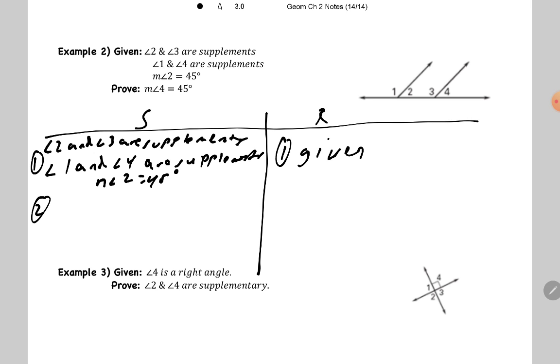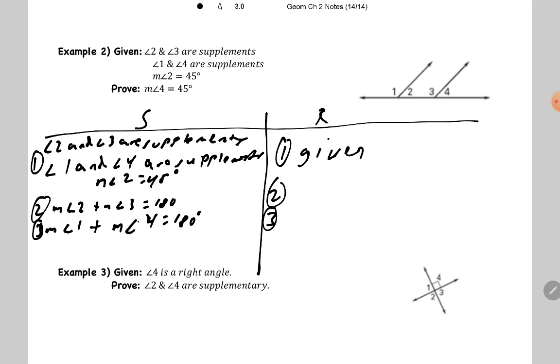So angle 2 and angle 3 are supplementary. What does that mean? The measure of angle 2 plus the measure of angle 3 equals 180. And same thing here. The measure of angle 1 plus the measure of angle 4 equals 180 degrees.